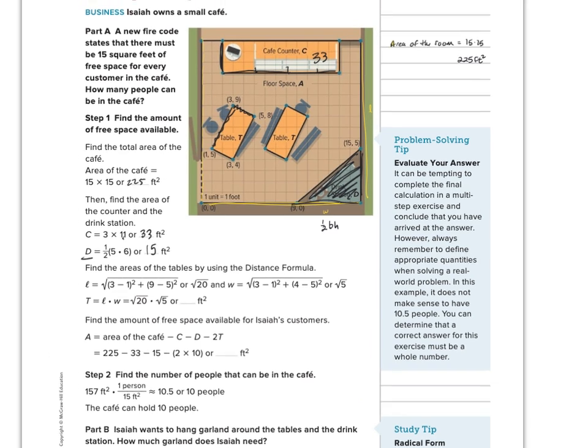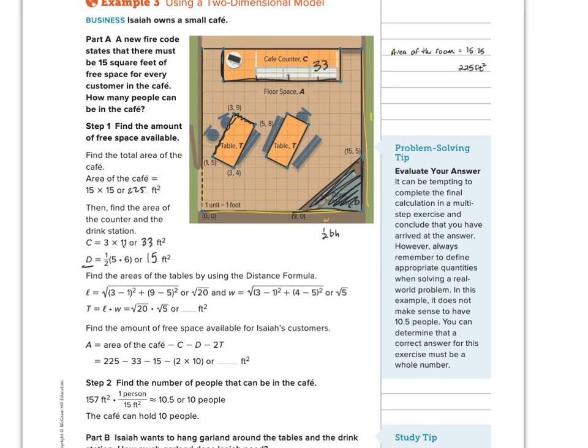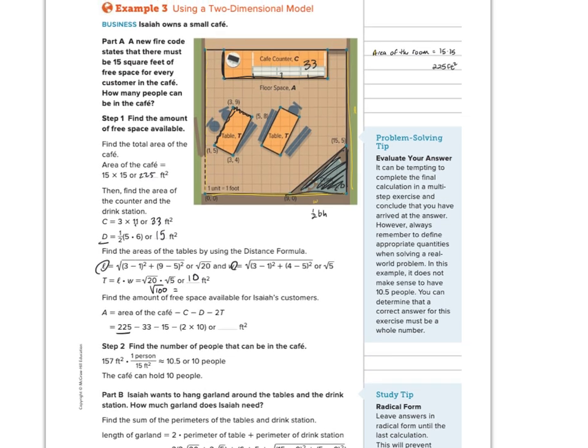Finding the areas of the tables using the distance formula. They have done that: using the distance formula to find the length and then the width. When they total those together, the table is length times width, which is the square root of 20 times the square root of 5, which is the square root of 100, which is equal to 10. So those are 10 feet squared. They've taken the total area of the cafe, subtracted the counter, subtracted the drink station, and then subtracted 2 tables, and then they would come up with that final answer.